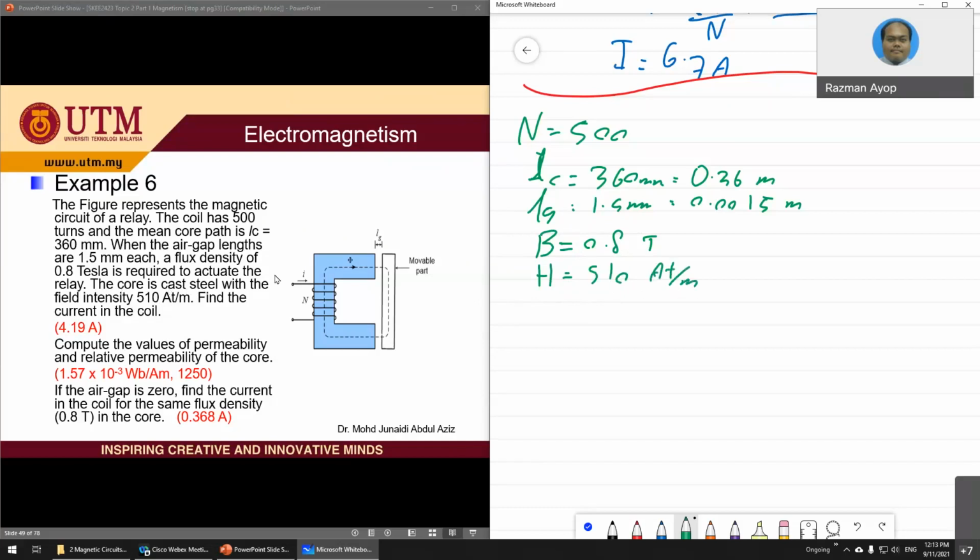This one is for the core. Be careful, they don't mention it for the flux density, so it should be for all. But this H is at the core. So be careful, where is the location of the flux density? Oh, at the gap. Flux density is at the gap. So find the current.